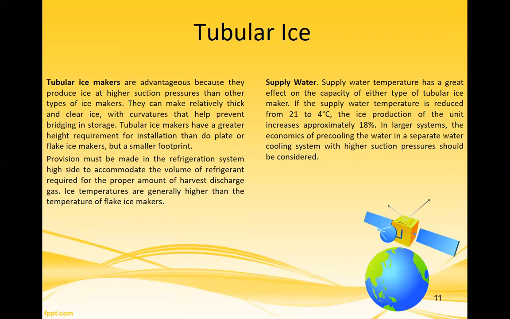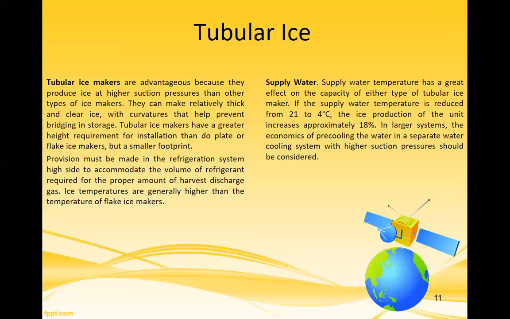Provision must be made in the refrigeration system high side to accommodate the volume of refrigerant required for the proper amount of harvest discharge gas. Ice temperatures are generally higher than the temperature of the brick ice.